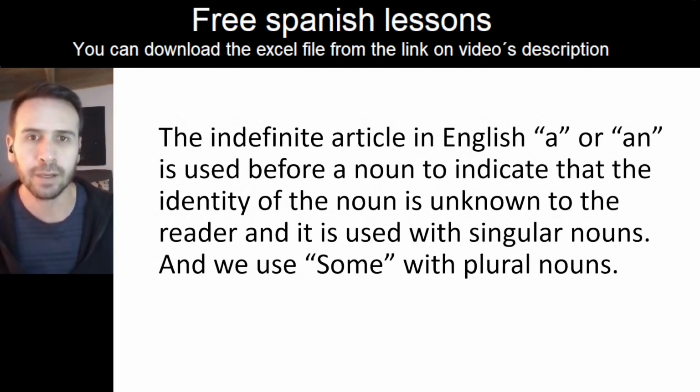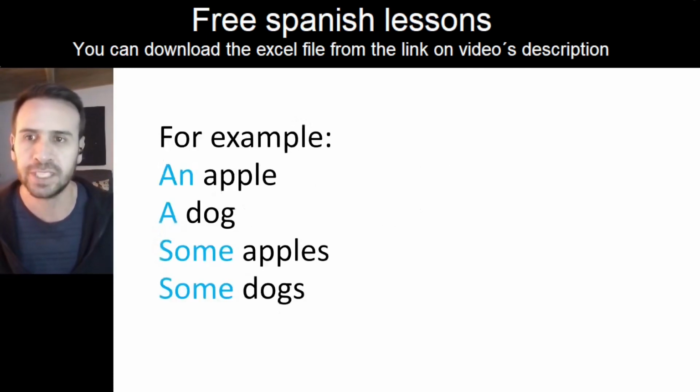The indefinite article in English, a or an, is used before a noun to indicate that the identity of the noun is unknown to the reader, and it is used with singular nouns. And we use some with plural nouns. For example, an apple, a dog, some apples, some dogs.